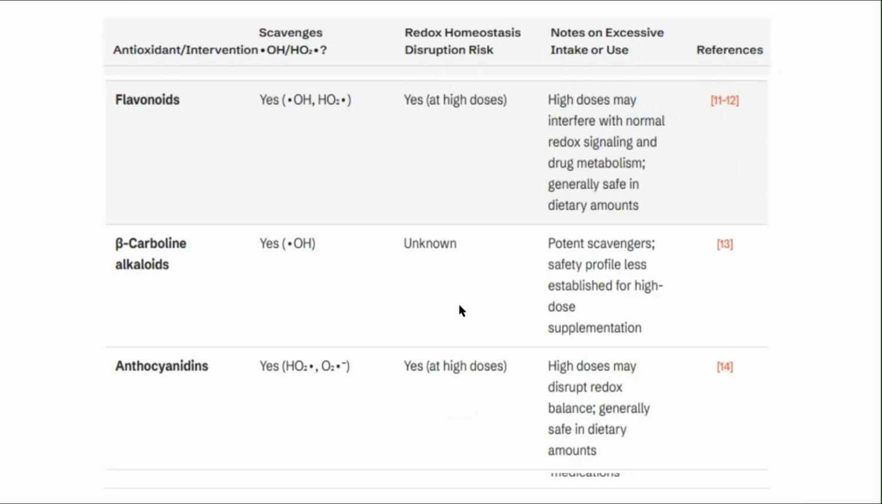So how can we mop up that hydroxyl radical? You could increase your flavonoids. They will scavenge hydroxyl radicals, but at high doses, like if you're taking pill supplement forms of flavonoids, it can interfere with normal redox signaling. It can also mess with your drug metabolism. So I would be careful with that. But it wouldn't hurt to do some type of high flavonoid tea.